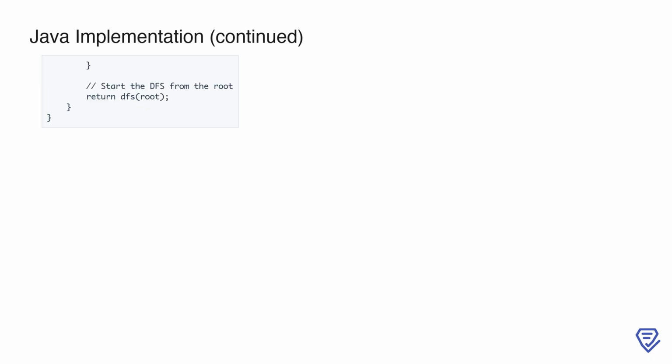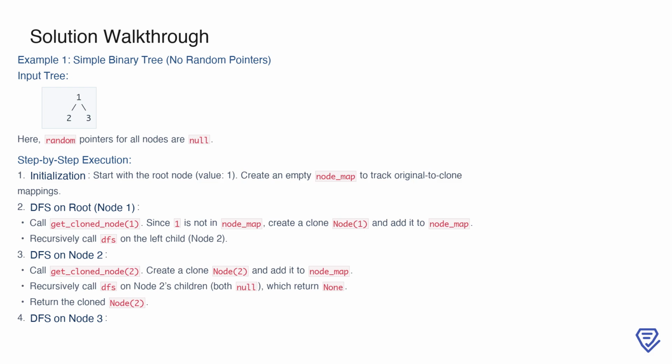With this implementation, we efficiently clone the binary tree while preserving all the random pointer relationships, thanks to the hash map that maps original nodes to their clones. This ensures that the solution works in O(n) time, where n is the number of nodes in the tree, as each node is visited and processed exactly once. In this example, we have a simple binary tree with 3 nodes, 1 as the root, and 2 and 3 as its left and right children, respectively. None of the nodes have random pointers, as all of them are set to null.